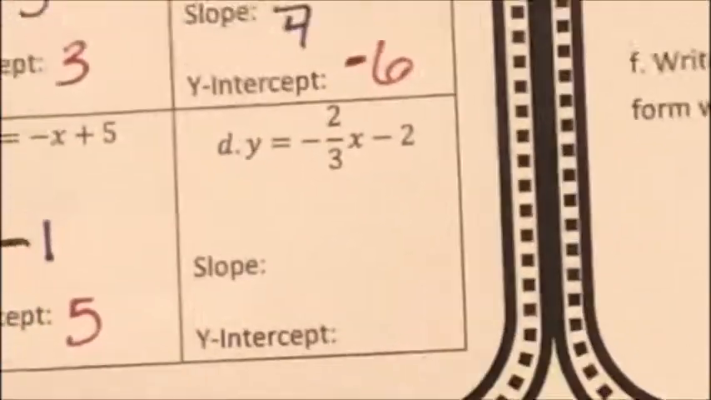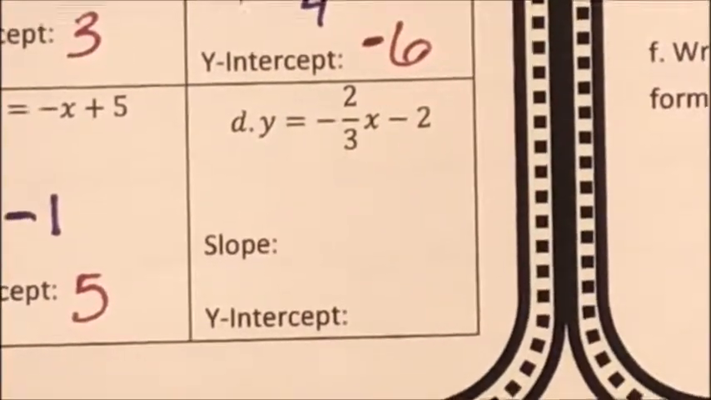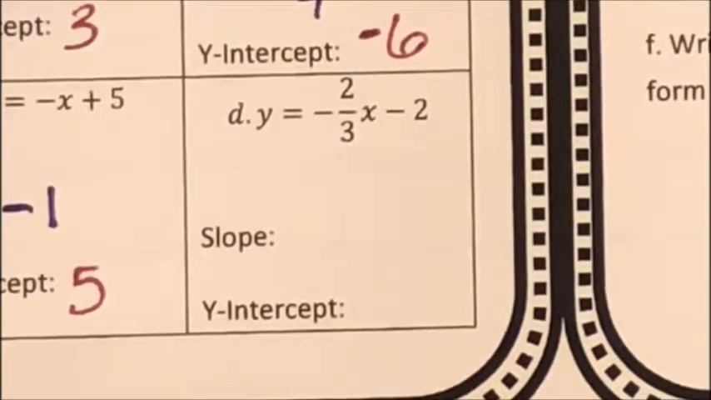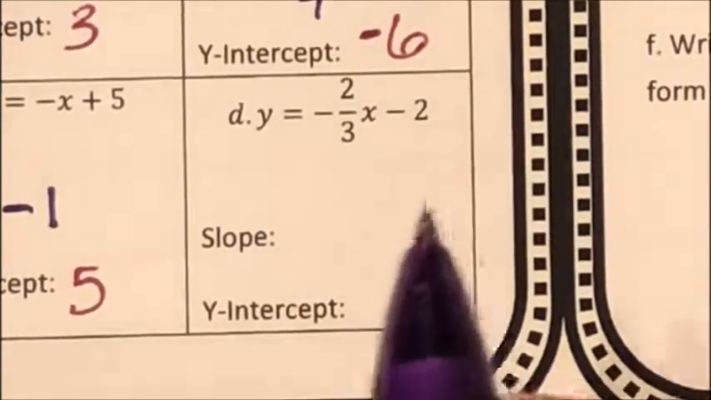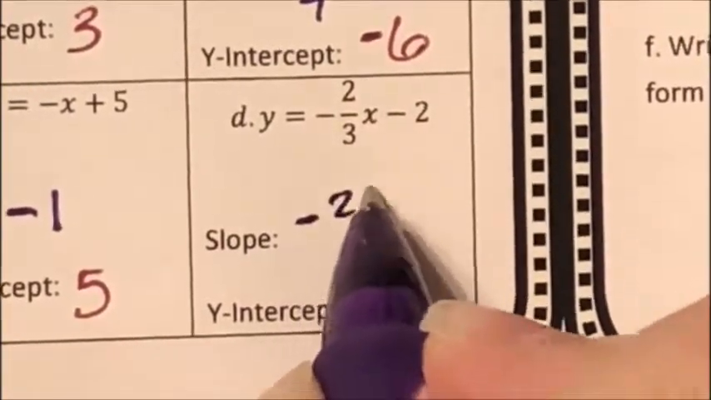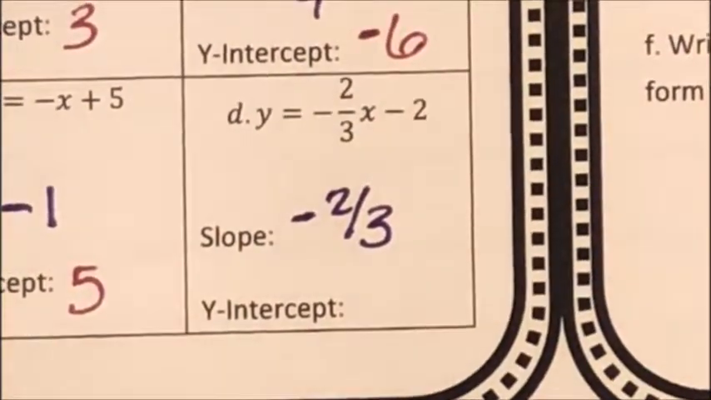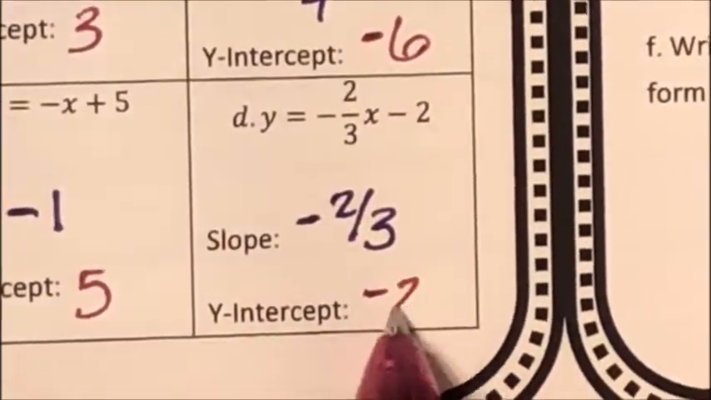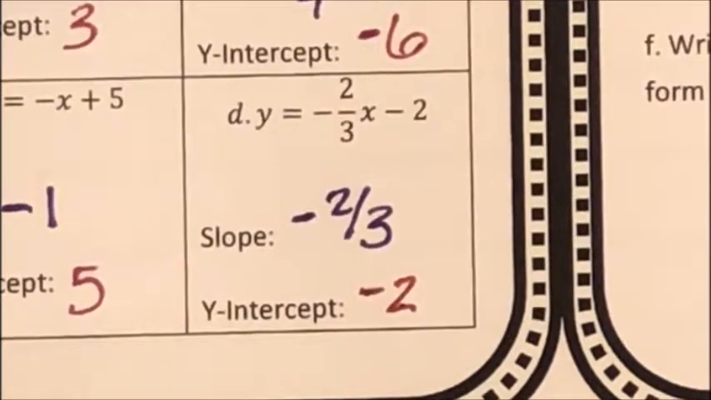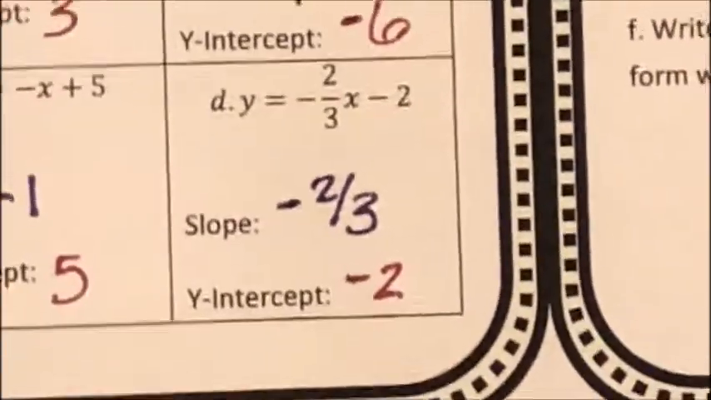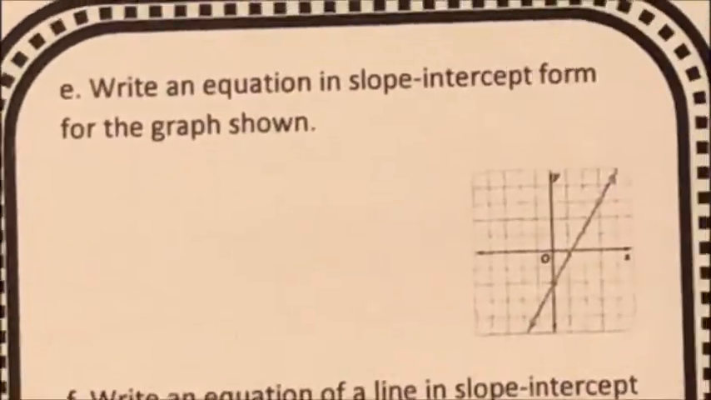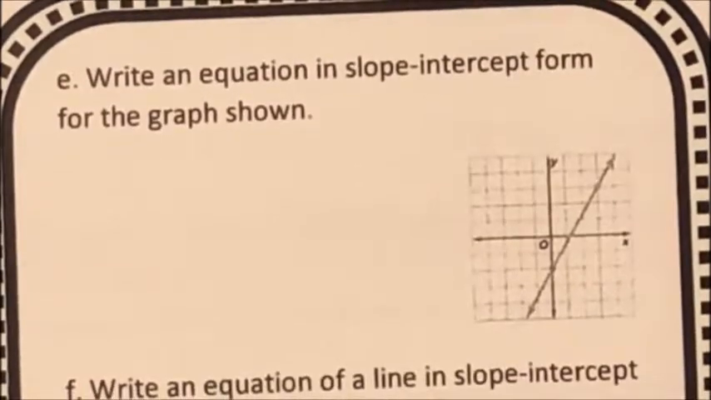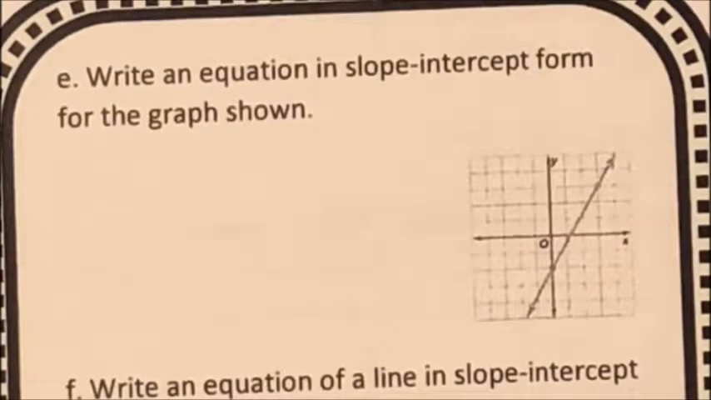Okay. Letter D, y equals negative 2/3 x minus 2. So my slope is negative 2/3 and my y-intercept is minus 2. Letter E says write an equation in slope-intercept form for the graph shown.